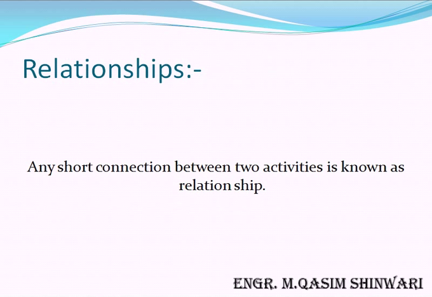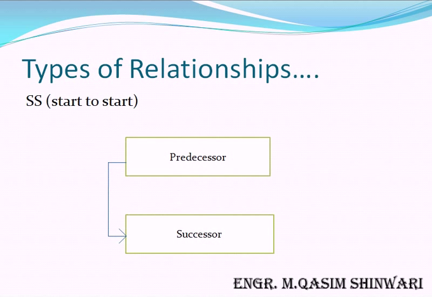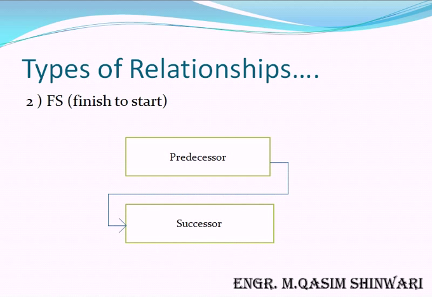Relationships. Relationships can be defined as any logical connection between two activities. There are many kinds of relationships. For example, first is start to start, that is generally known as SS relationship. In this relationship, the predecessor and successor both start at a single time, both start simultaneously. The second relationship is finish to start, that is when the predecessor ends, then the successor will start. It is denoted by FS.